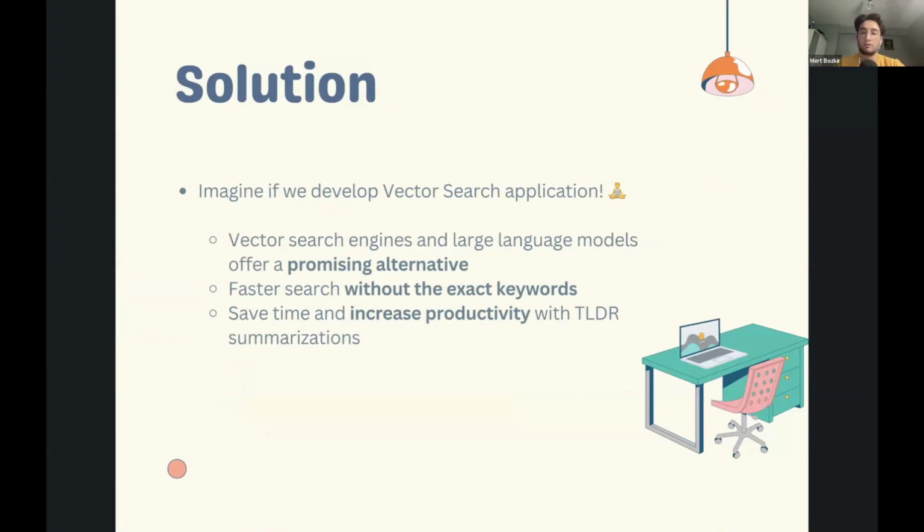One of the best vector search engines is Milvus, and using large language models offers a really promising alternative to keyword search, and also faster search without the exact keywords. This is really important because most websites work with exact keywords, but in this application we are focusing on capturing the semantics from text and searching over the semantics. And we also use DSPy and an LLM to create TLDR, I mean, too long didn't read, summarizations based on the legal document.